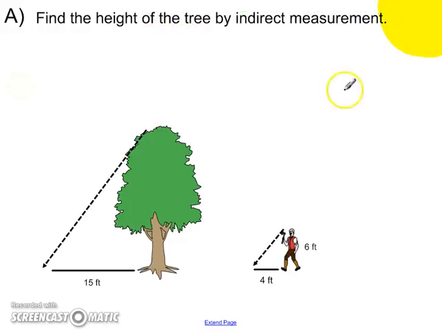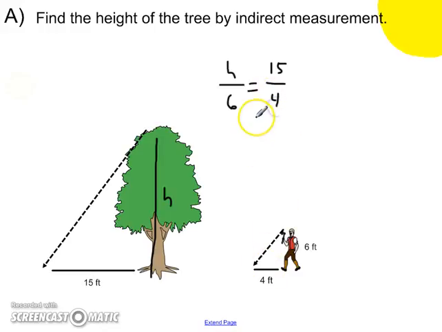In this particular case, we have the height of the tree, whatever that is, I'll call it H, which corresponds to the height of the man, which gives me a ratio. So the height of the tree compared to the height of the man is proportional to the shadow cast by the tree, which is 15, over the shadow cast by the man.